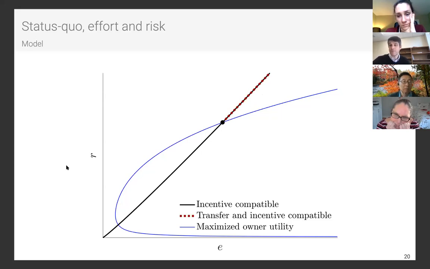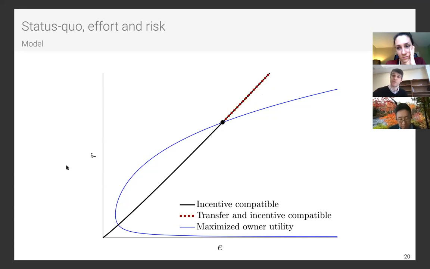So this is sort of the problem that we find ourselves in, and we're turning this problem a bit on its head.